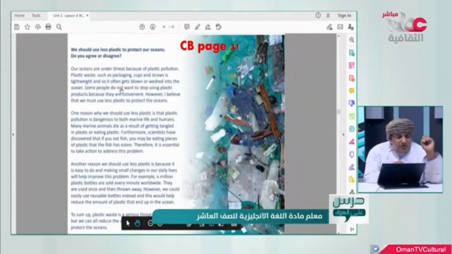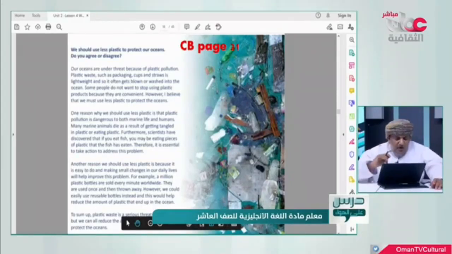Some people do not want to stop using plastic products because they are convenient. However, so this is the supporting sentence for the first topic sentence. The last sentence, however, I believe that we must use less plastic to protect our ocean. So this is the concluding sentence for the introduction. So as you can see, we have 3 parts for every paragraph.